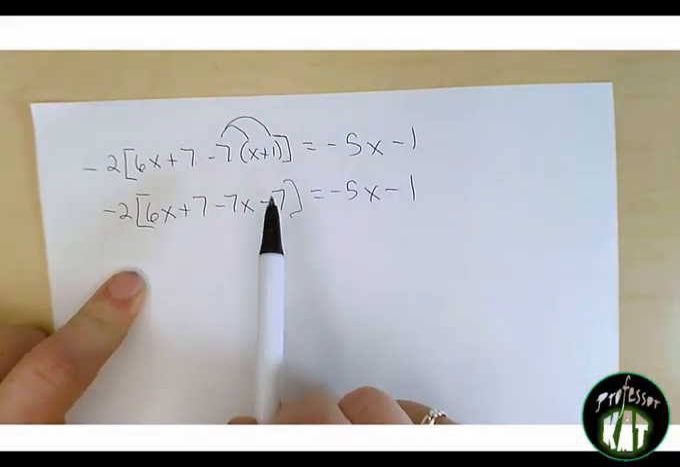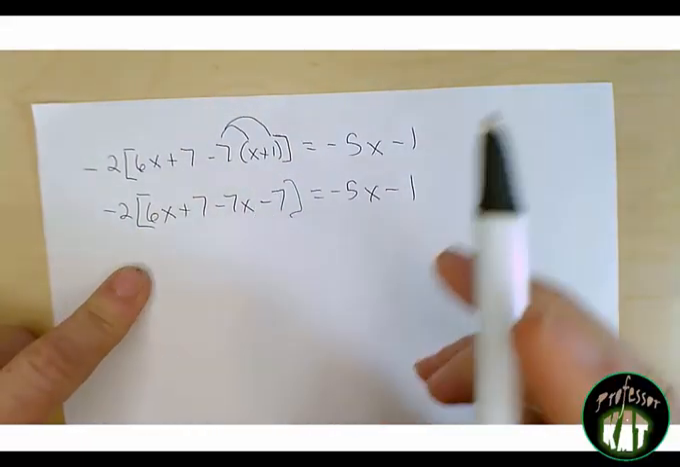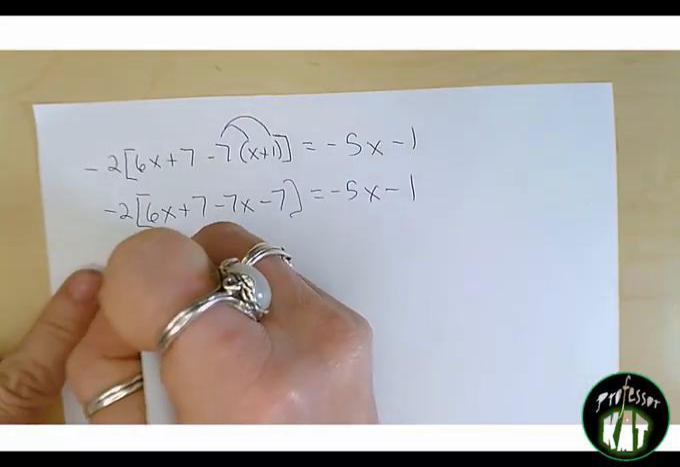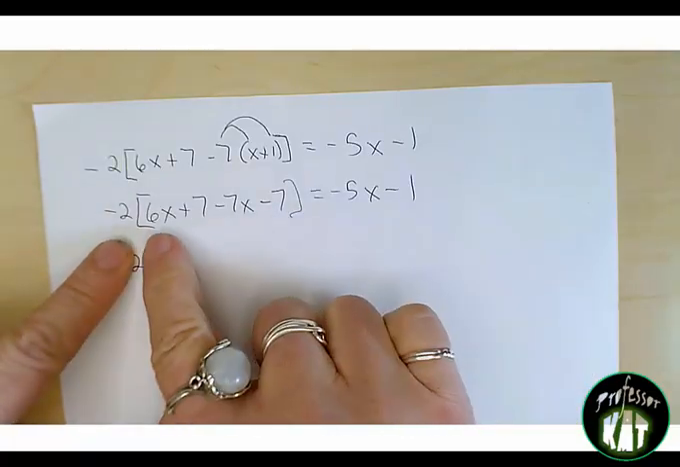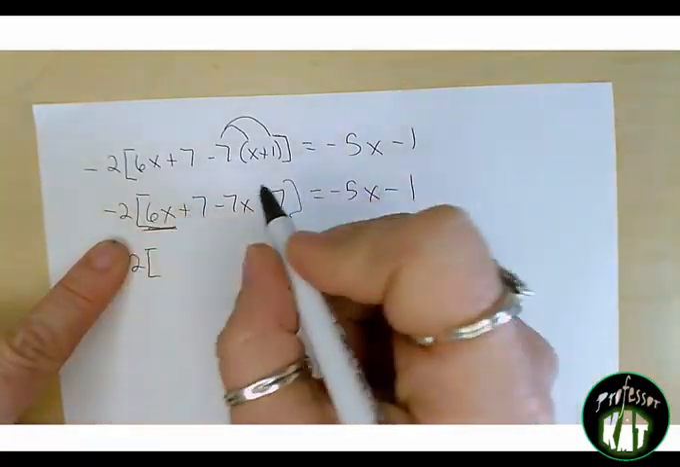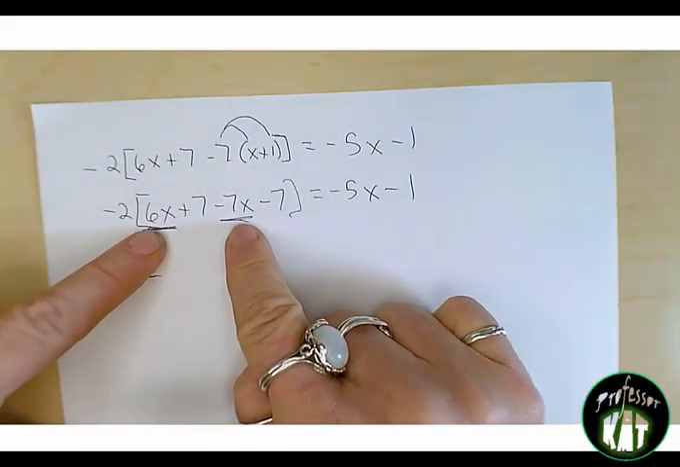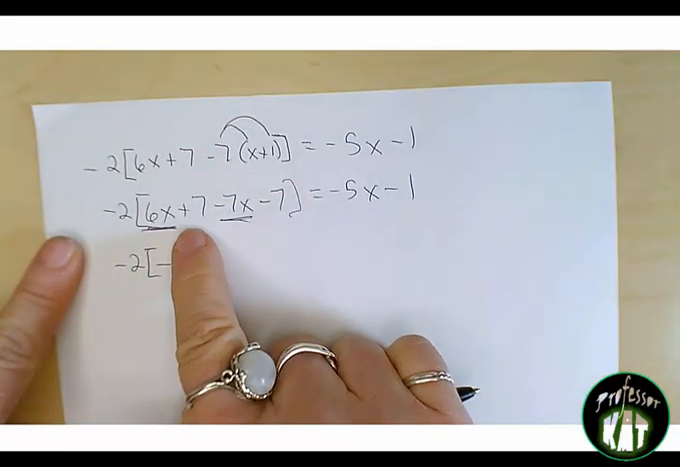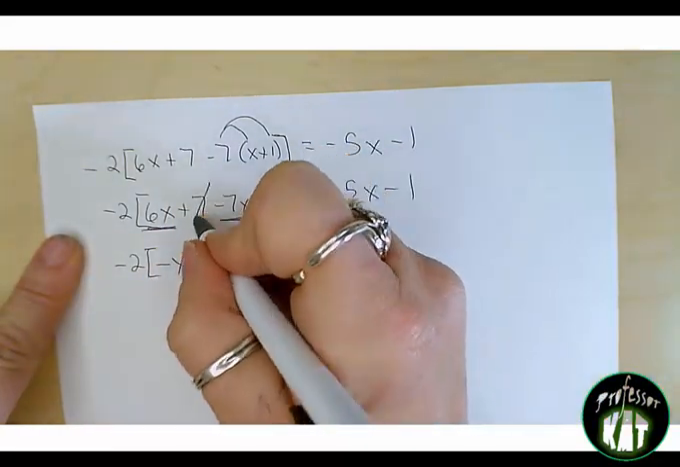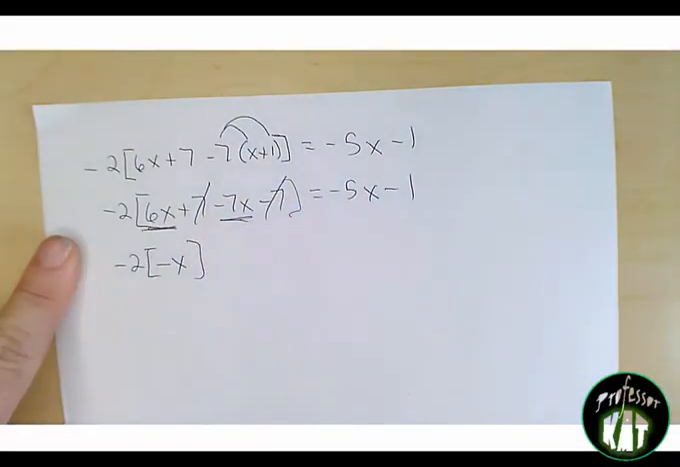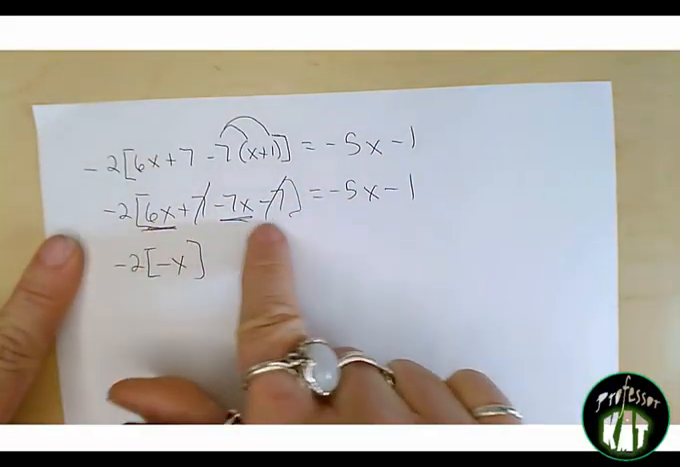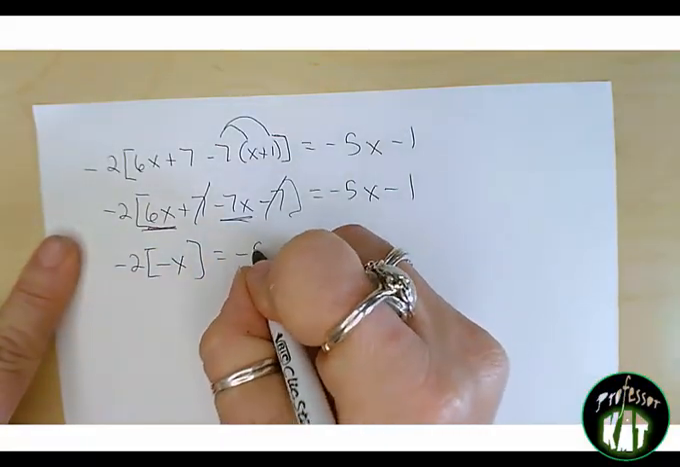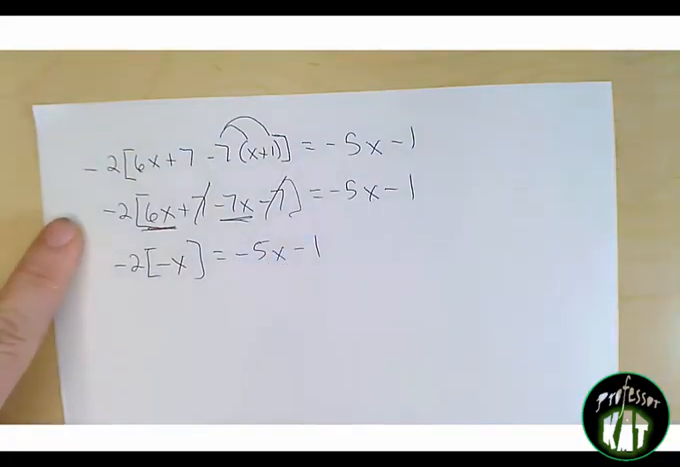Now, we cleared one set of parentheses, but notice we have this next set here. But actually, before we tackle that, we have some simplifying that we can do on the inside of those brackets because we have some like terms here. If you notice, 6x minus 7x are like terms. 6x minus 7x is a -x. +7 minus 7, well, 7 minus 7 disappears. That goes to 0. So this actually all simplifies to a -x. And that is still going to equal the right-hand side, which is -5x minus 1.